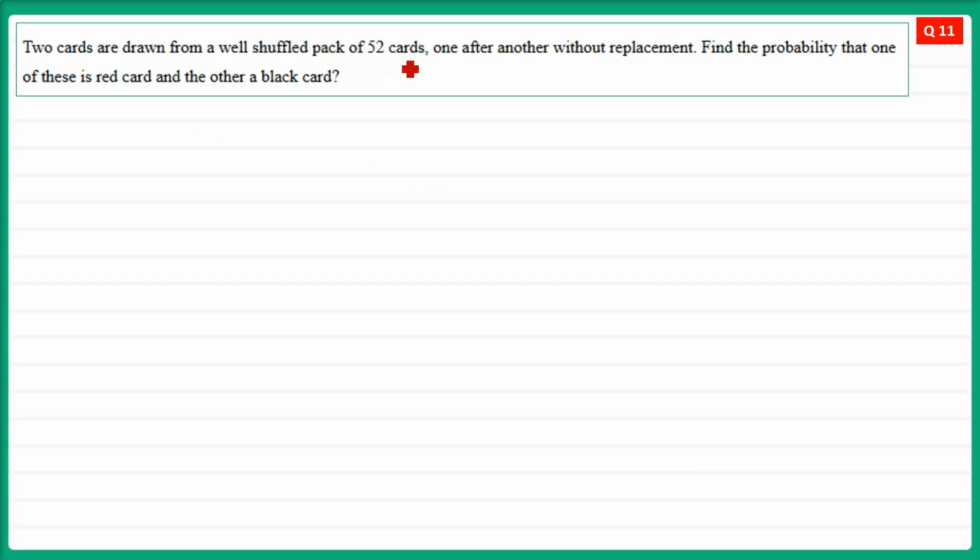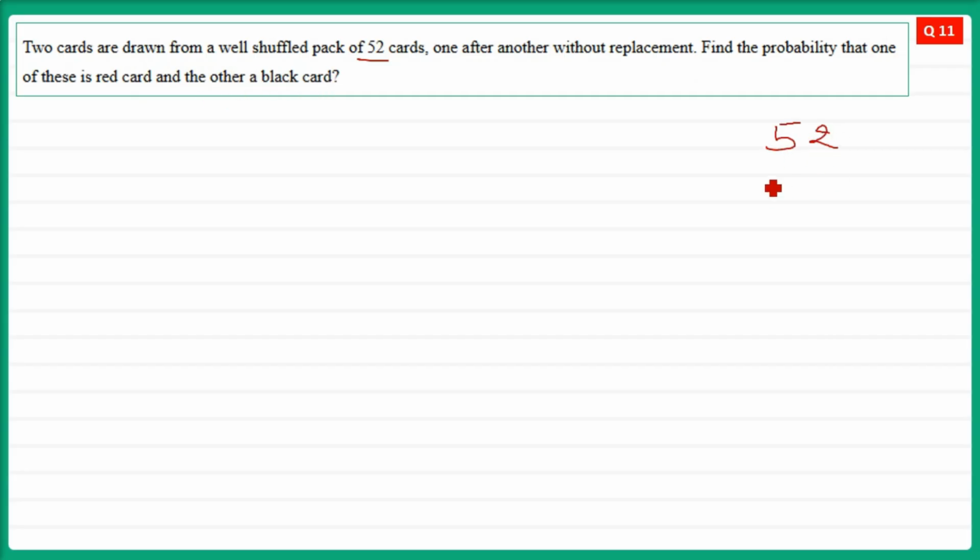2 cards are drawn from a well-shuffled pack of 52 cards, one after another without replacement. There is no replacement. One has been taken out, we are not putting it back. Find the probability that one of these is a red card and the other is a black card.